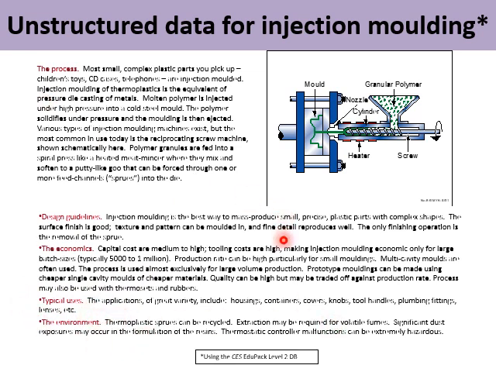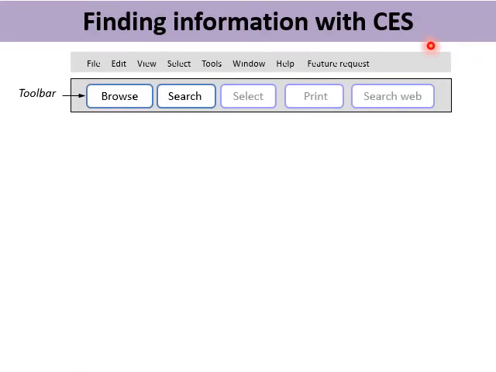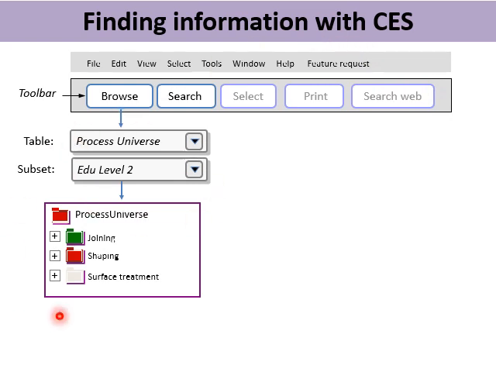So you can get this using the CES EduPack Level 2 database, or you can use the Granta EduPack. All three levels of the software use the same familiar interface. This frame shows the principal toolbar and two of its buttons. The browse button lets you explore the contents of a data table by roaming through its tree. When you click the button, the first level of the three families appears. Each family can be expanded to show classes and members.